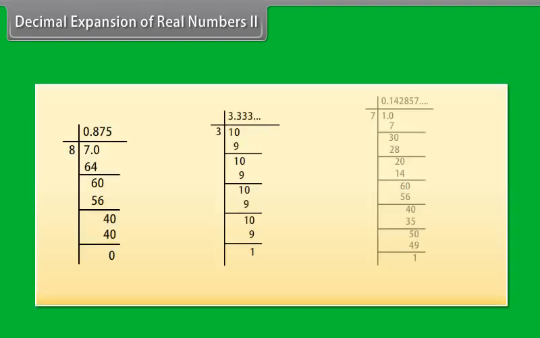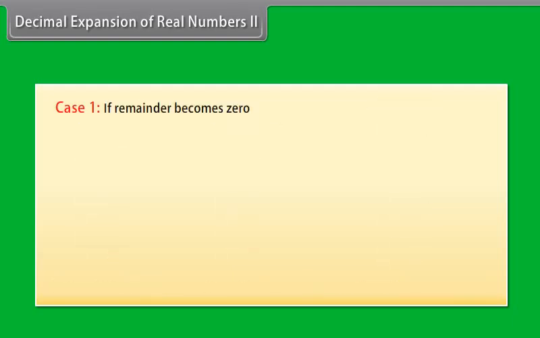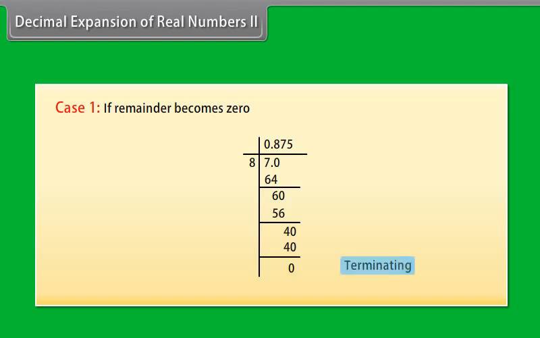Did you notice something here in all these examples? Notice that the remainders either become 0 after a certain stage or start repeating themselves. Let us go through these cases one by one. Case 1: if the remainder becomes 0, then the decimal expansion ends after a finite number of steps. The decimal expansion of such numbers is terminating.